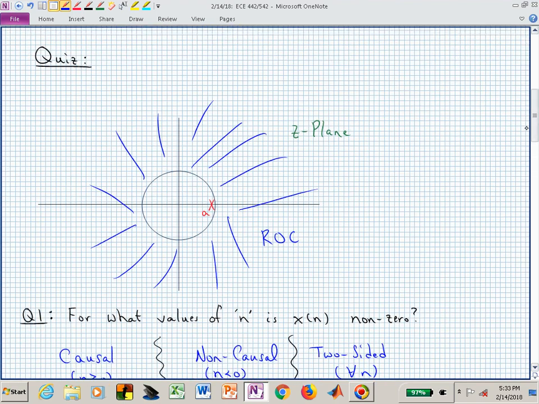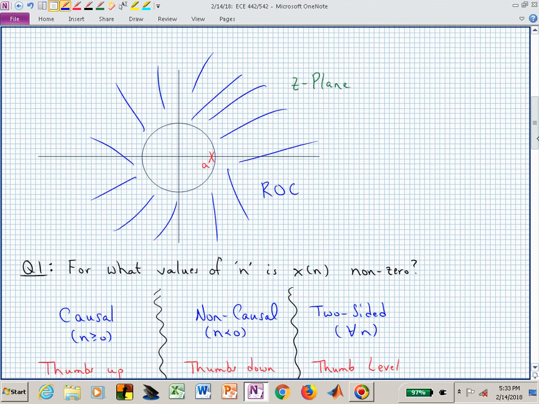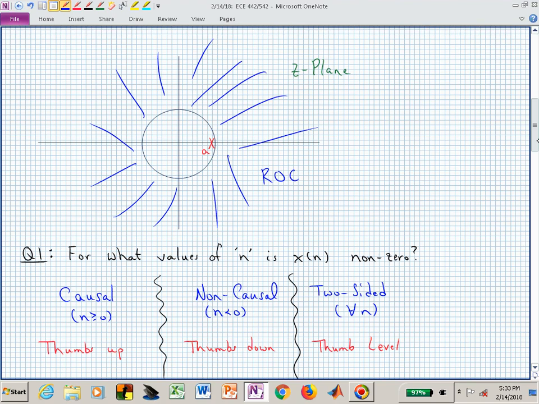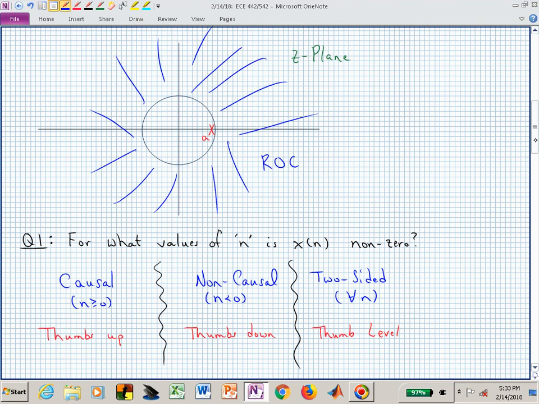Here's question 1 on the quiz. We'll have 4 questions, and to answer, I need a visual signal, and the visual signal will be either a thumbs up, a thumbs down, or a thumbs level. And don't signal until I give you the go. So I'll say 1, 2, 3, show me your vote.